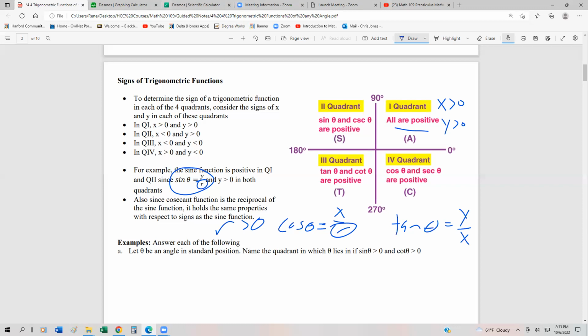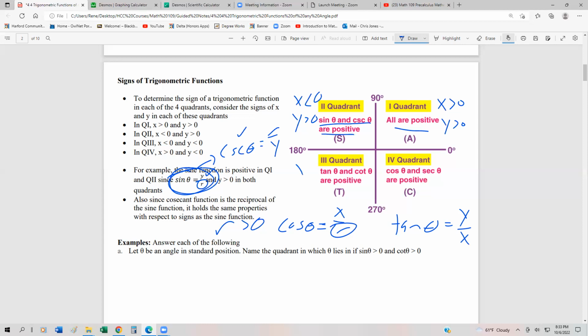In quadrant 2, we know that x is negative, but y is positive. So the only functions that are going to be positive are the sine function, because it has y, and its reciprocal, which is cosecant of theta, r over y. That's also positive in quadrant 2. So again, sine of theta and cosecant of theta are positive in quadrant 2.